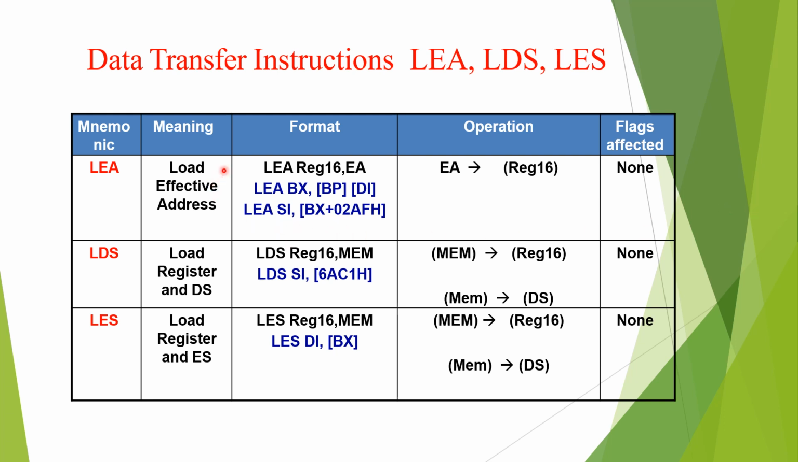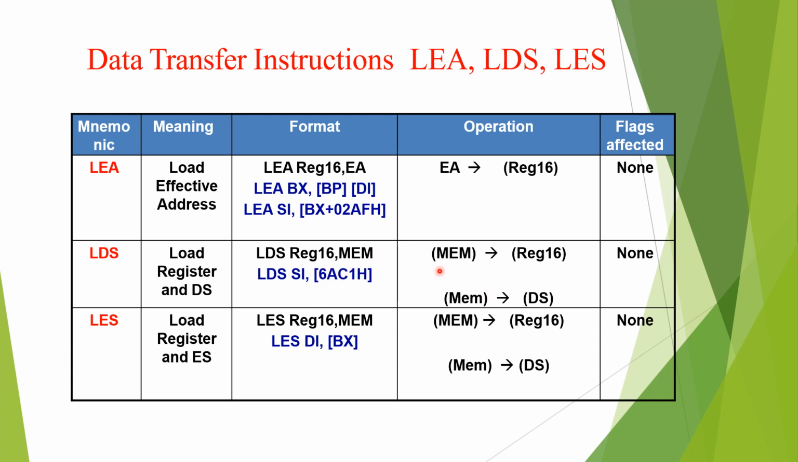So after executing this instruction, none of the flags get affected. So effective address is copied to any of the register of 16-bit size. And LDS is the load register and data segment. The format is LDS register 16, that is any register of 16-bit size, and memory. So here you can see LDS source index comma and memory location.